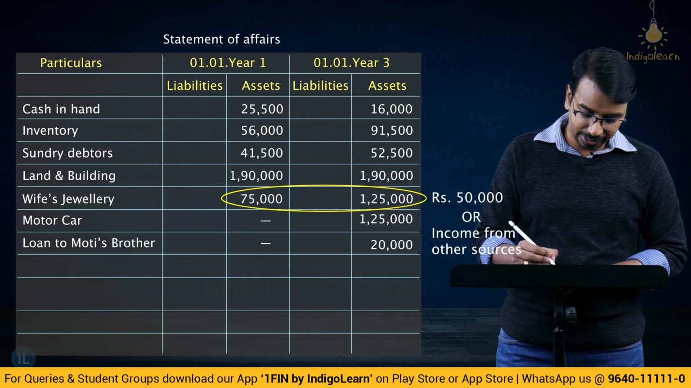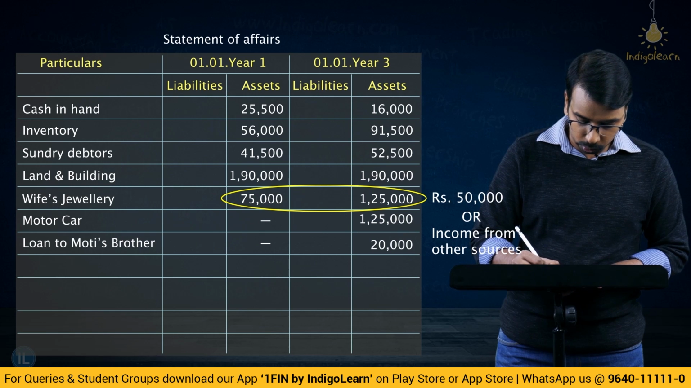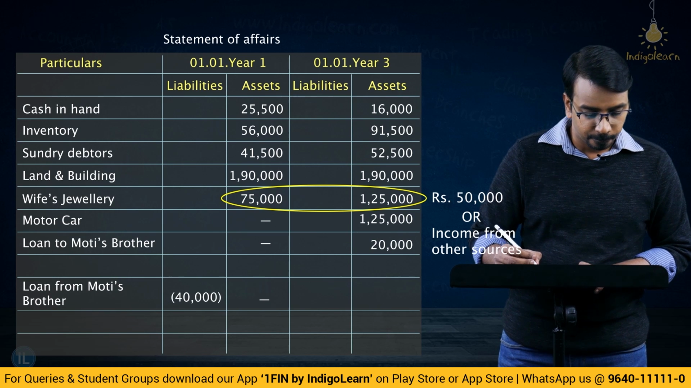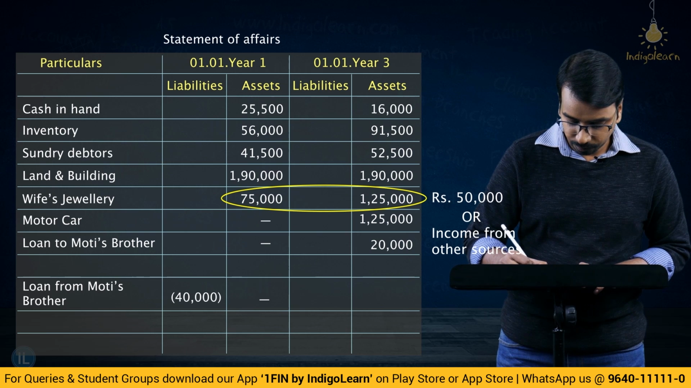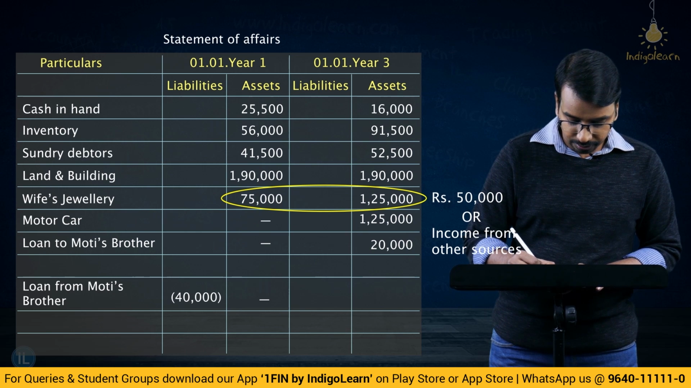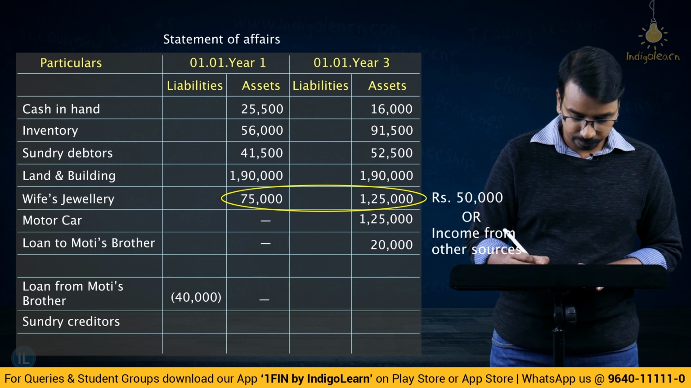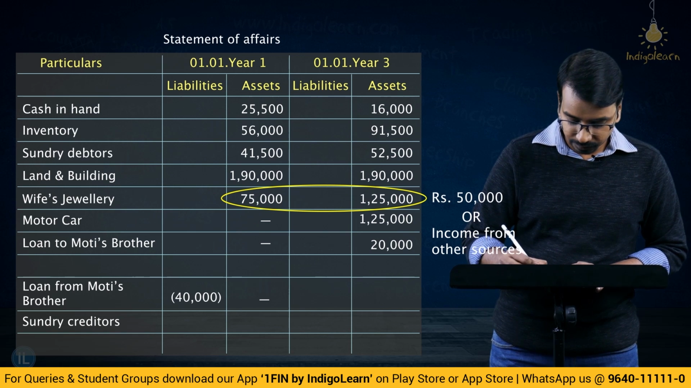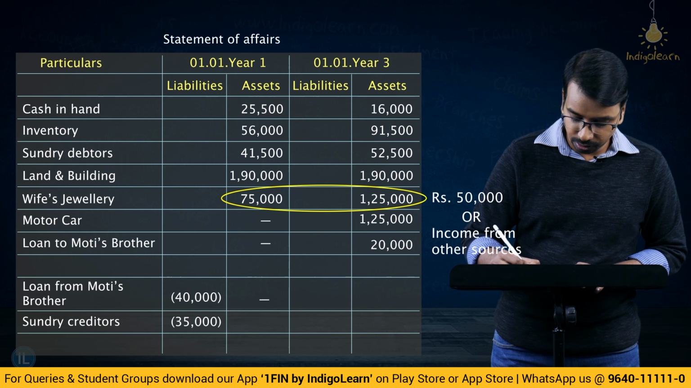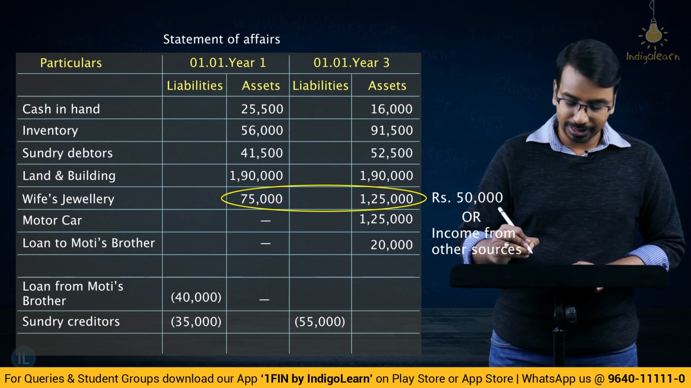Come to the liabilities side, loan from brother, it is given as 40,000, and sundry creditors, you have 35,000 and next year you have 55,000.